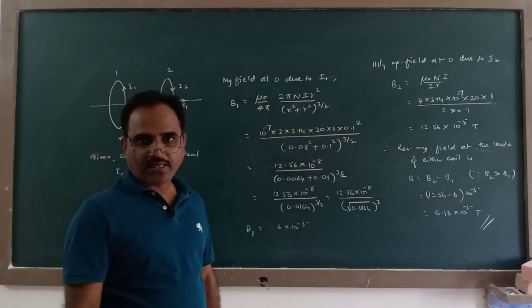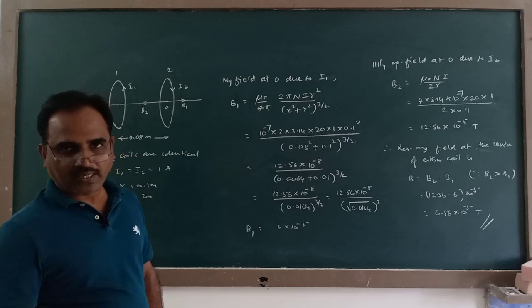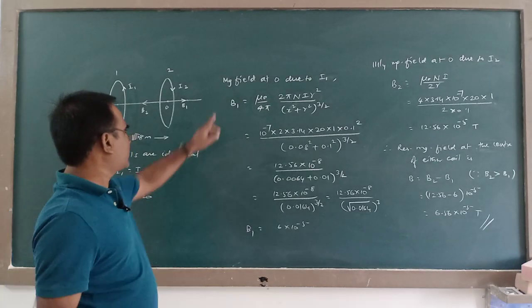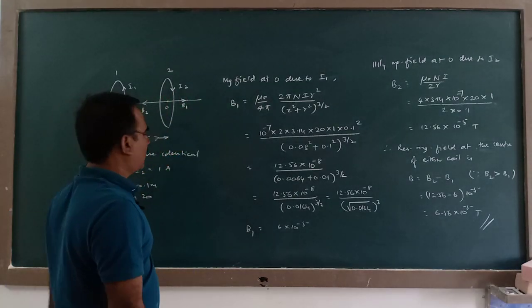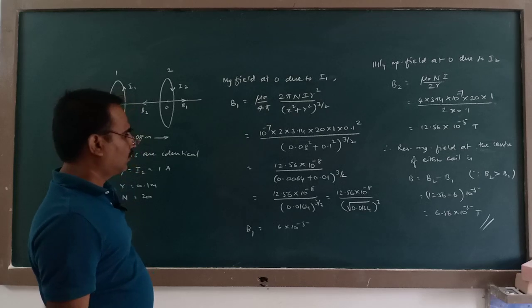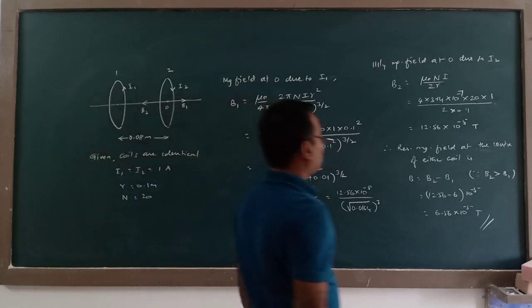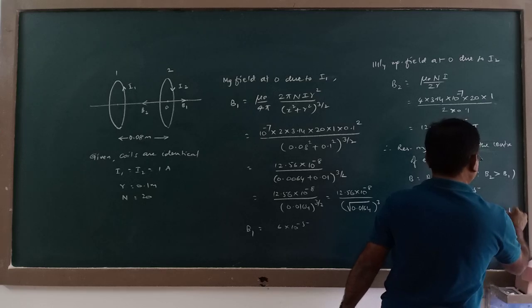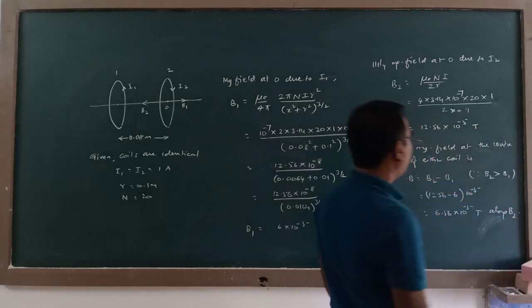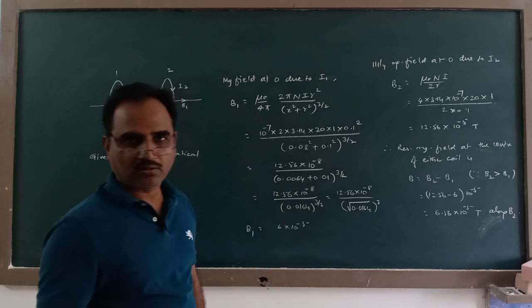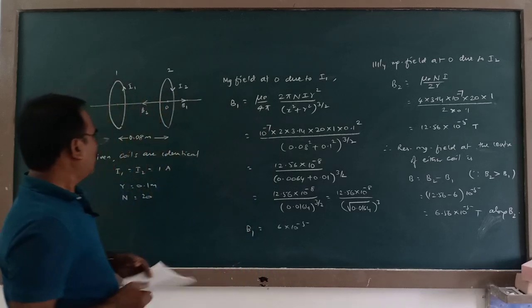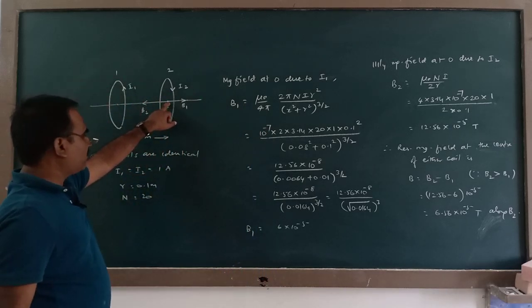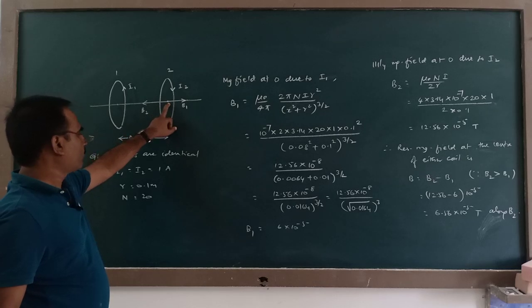Here I did not mention the direction because the direction is relative, whether the observer is standing here or standing here. So this is the resultant field. So this is along B2. Resultant field is along B2 because B2 is greater than B1. I took the point O here and I found the resultant magnetic field.